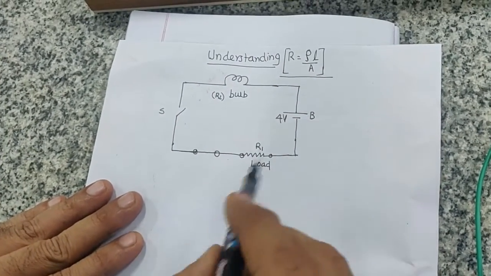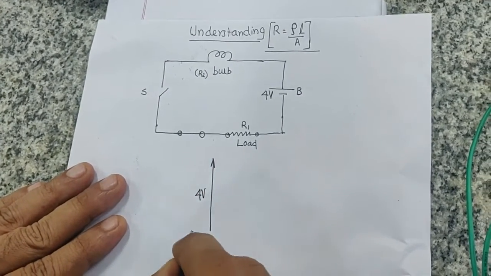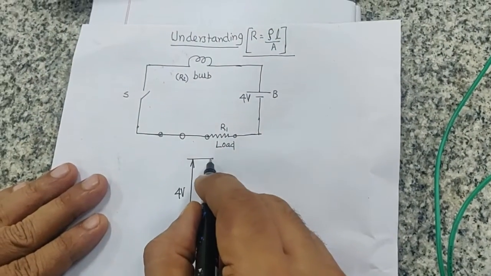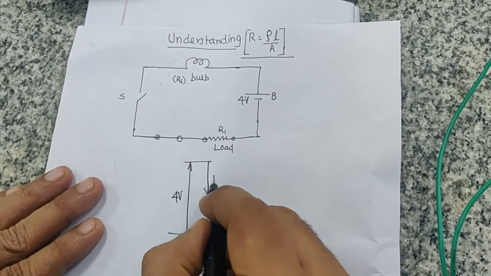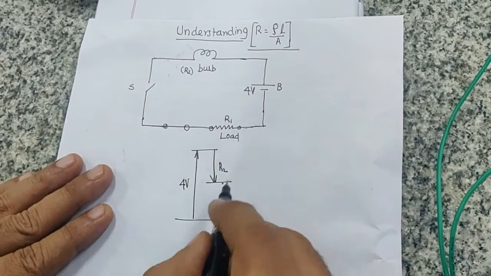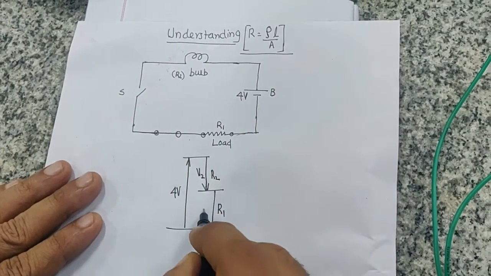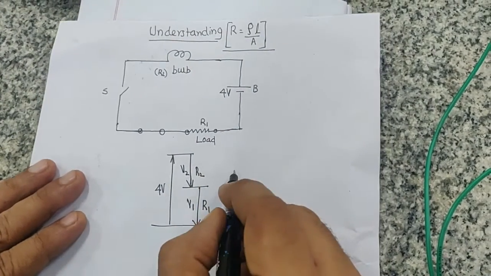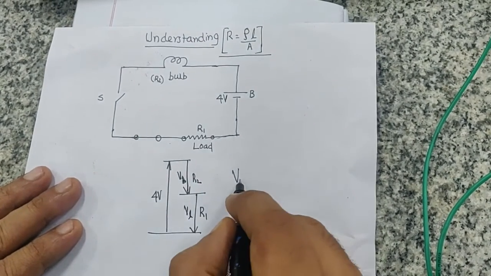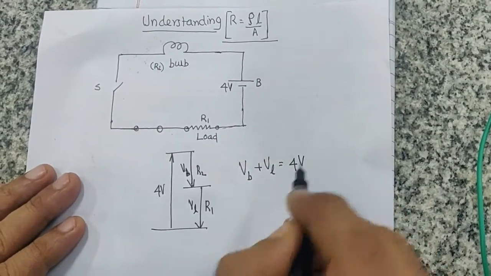So you have the battery, which gives you energy of 4 volts, and as the current goes through this bulb, there is a drop in potential, and we don't know how much that is, and then there is further drop as the current goes through the resistance, right? So this is your V2 and this is your V1, the potential drop. Or let's name it V bulb and V load. So your V bulb plus V load is equal to 4 volts.